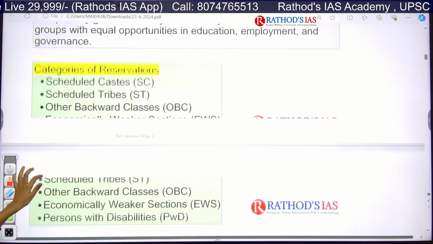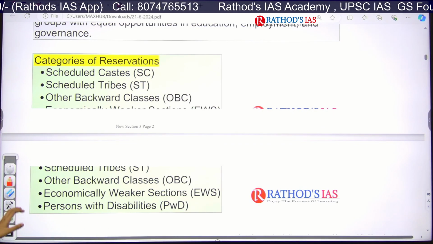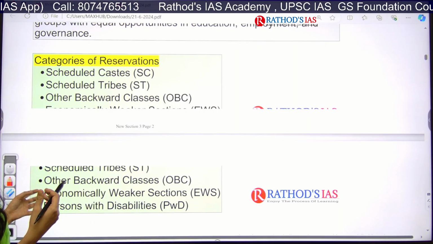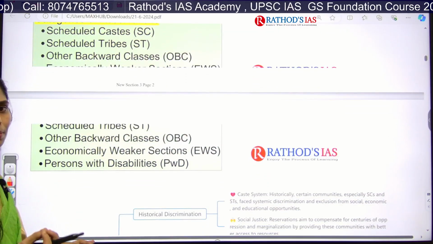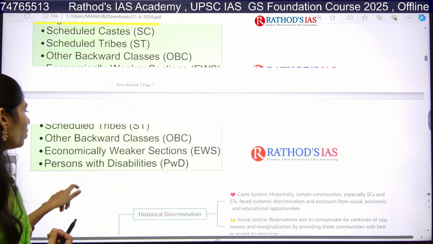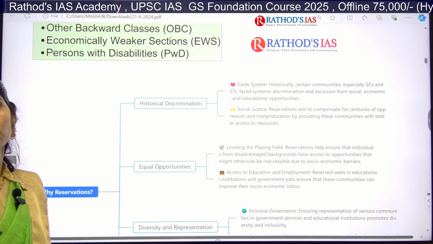So who is going to get reservation? Which are those categories? You have to know. First one is scheduled caste, SC people, next is scheduled tribes, next is OBC people, and recently EWS people, they are getting 10% reservation, and next is people with disabilities. So these are the categories of people who are getting reservation.